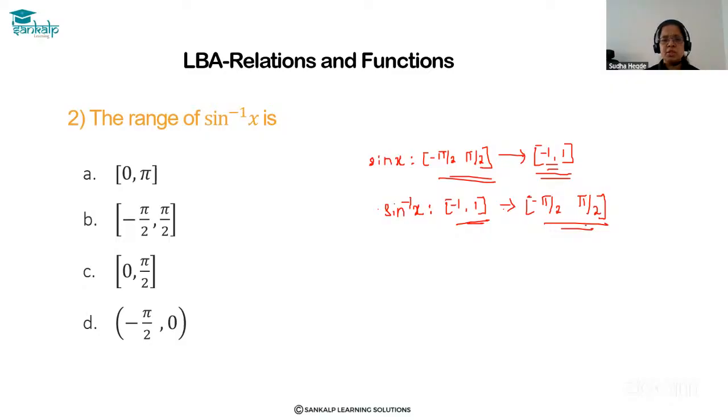So the range of sin inverse x is the closed interval minus pi by 2 to pi by 2. Check the option. Option B, minus pi by 2 to pi by 2, is the correct answer. Therefore, the range is the closed interval minus pi by 2 to pi by 2.